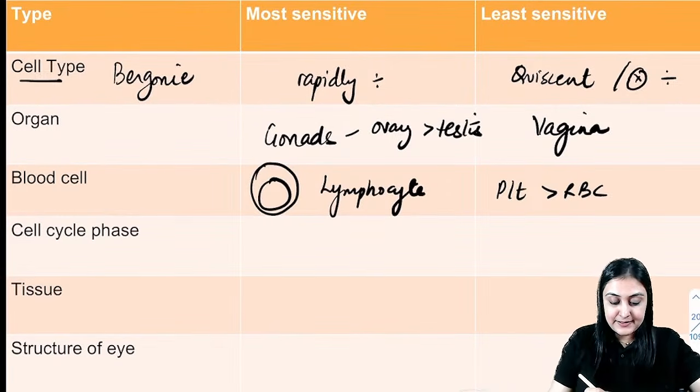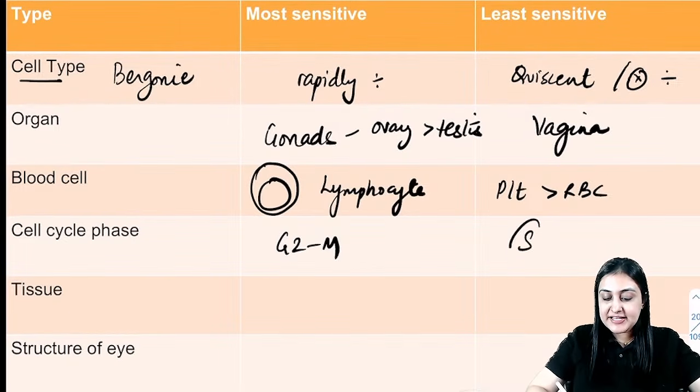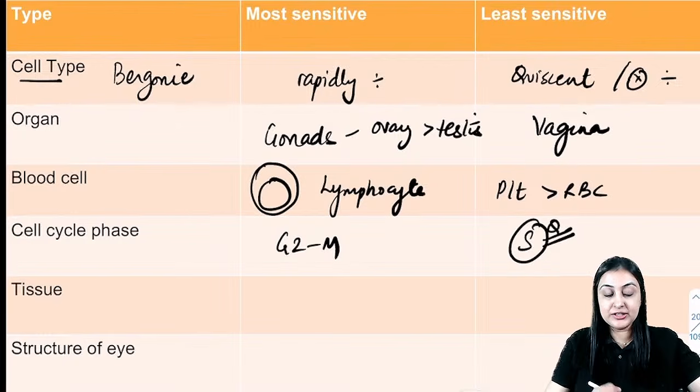Cell cycle phase, last year question. G2 to M, most sensitive. S phase least. This is an AIIMS question. S is not sensitive. The one with the S in it is not sensitive, remember.